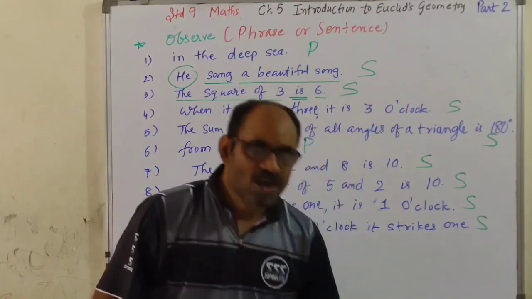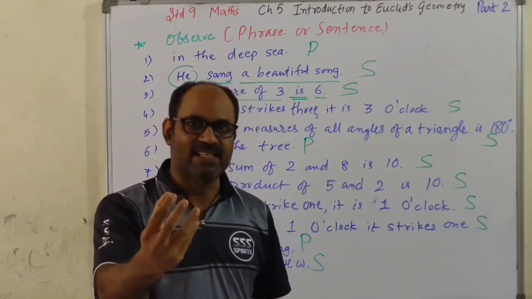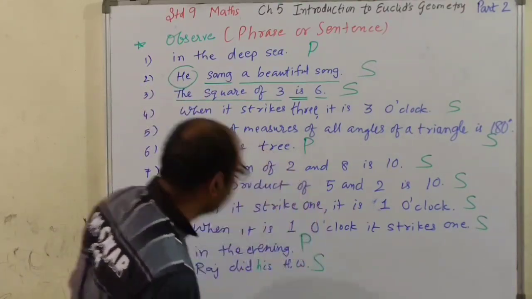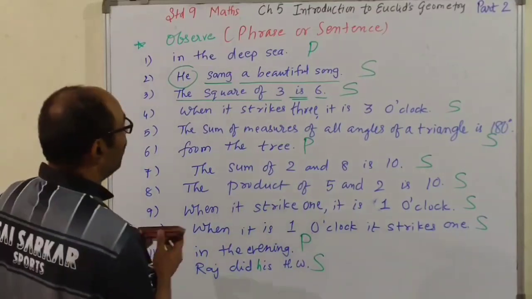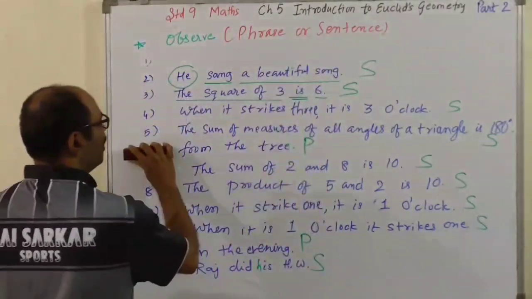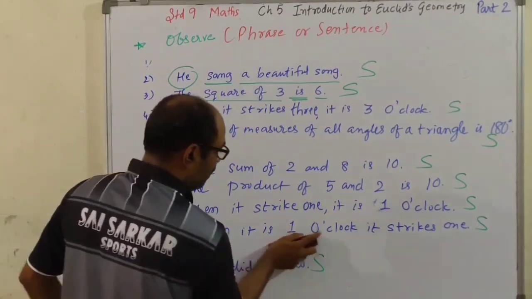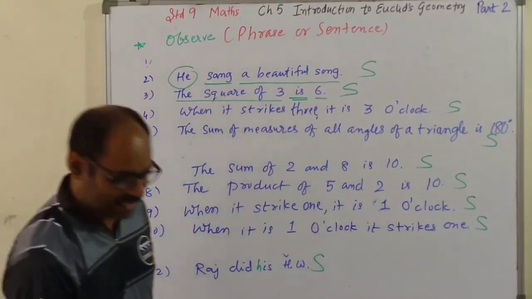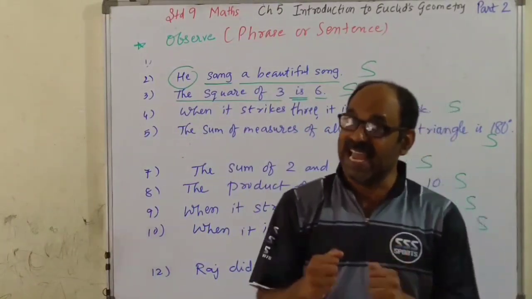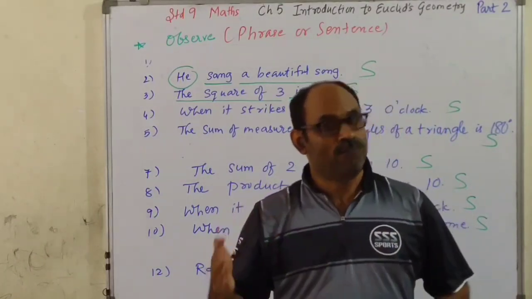Alright. So a group of words which gives complete sense is known as a sentence. So here I'll just remove those groups of words which are not sentences. The first one was a phrase, I remove. The sixth one is a phrase, I remove it. Then the 11th one is a phrase. Now the rest are all sentences. Now we are going to read the sentences once again and find out whether they are true or false.